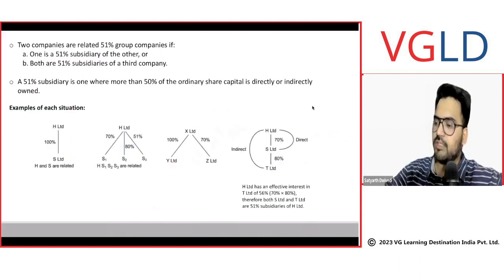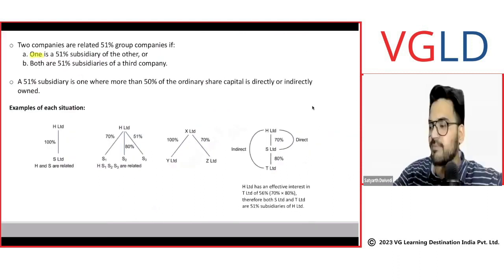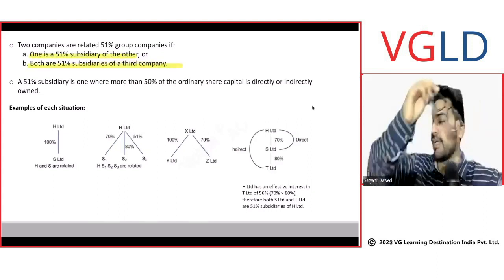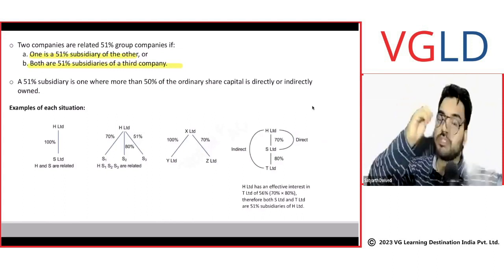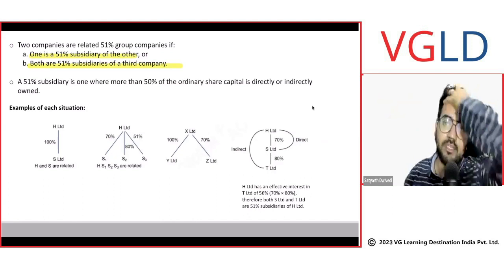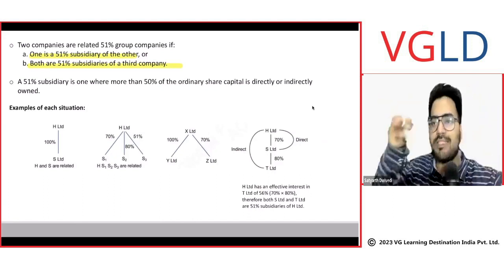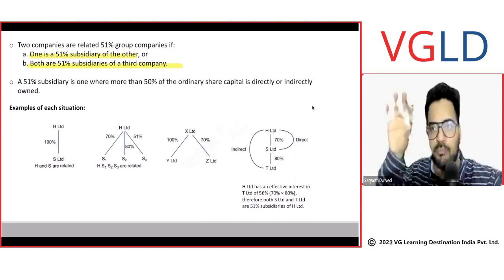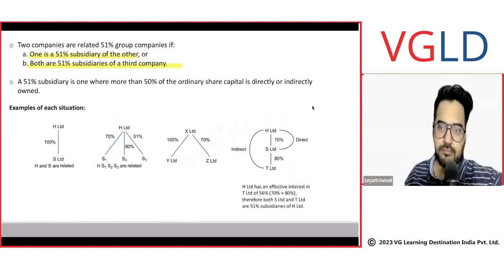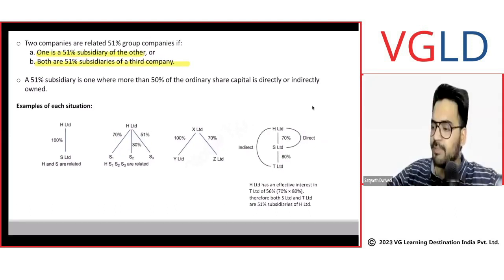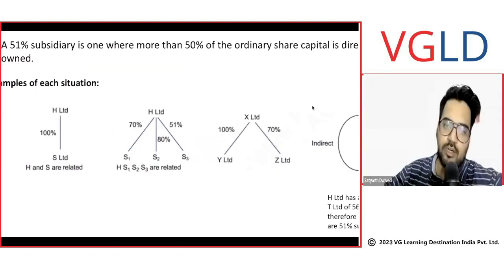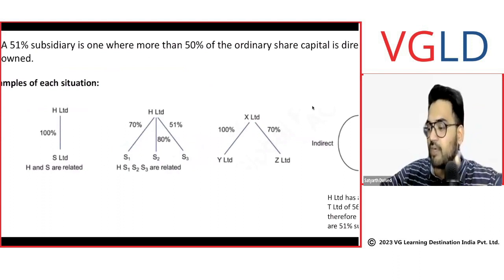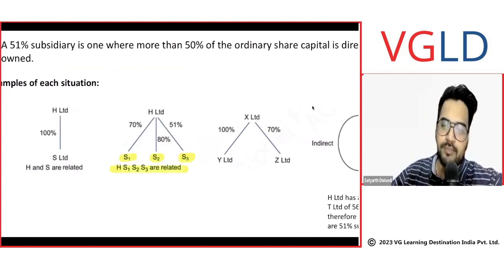Okay. Now, this I've already told you. One is a 51% subsidiary of the other, or both are 51% subsidiaries of a third company. And there is also an example of each situation given to you. So how do you form a group? If B and C are subsidiaries of A, then they form a group. Example: H Limited holds 100% of S Limited. H Limited holds 70% of S, 80% of S2 and 51% of S3. Then all of these are group companies, right?